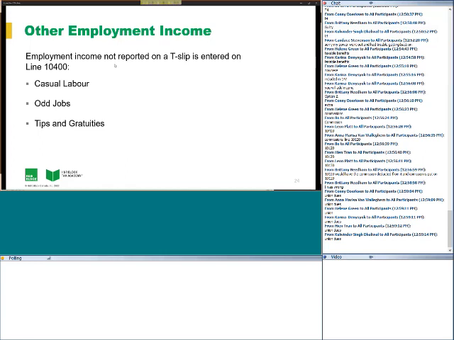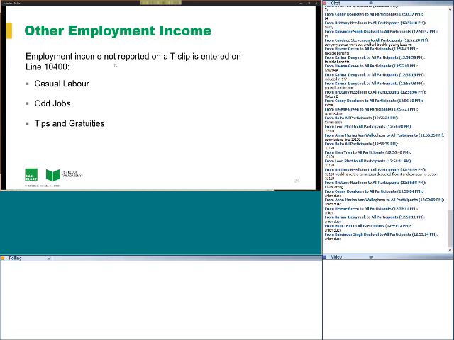Casual labor, odd jobs, we've talked about that briefly last class. Remember we talked about babysitting. If you're babysitting and you're being paid to babysit and it's something you're doing casually on the side and not as a business, you do need to report that income when you're filing your tax return. That would go on this other employment line.